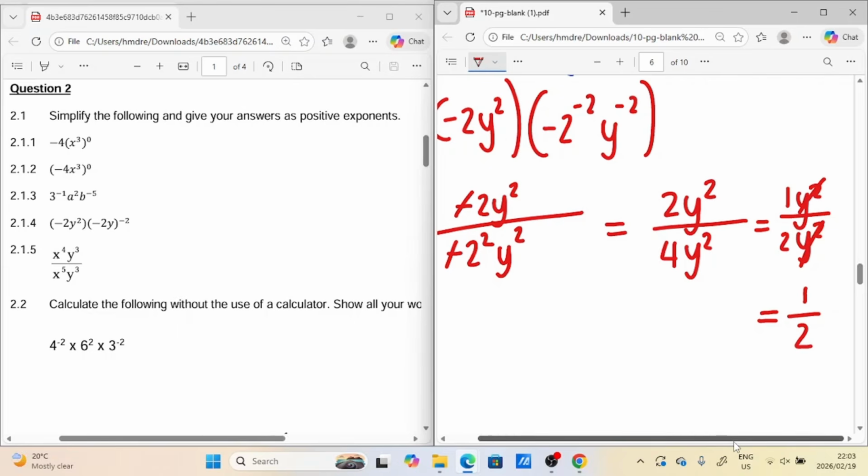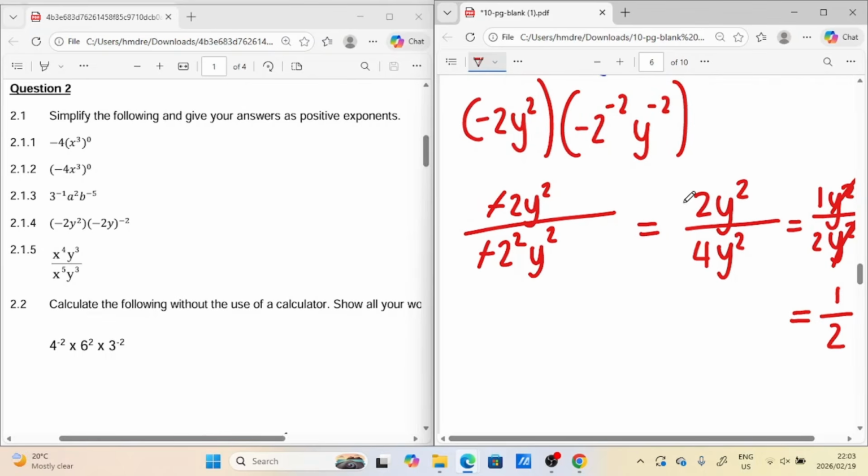Okay, so the laws we used for this one is we had to multiply the exponent in and put it on both the 2 and on the y. And then we use the positive exponent laws. So when we take it down, it becomes a positive exponent.